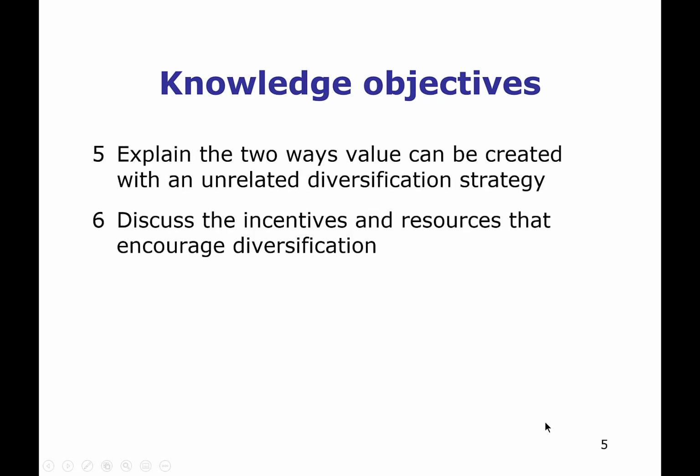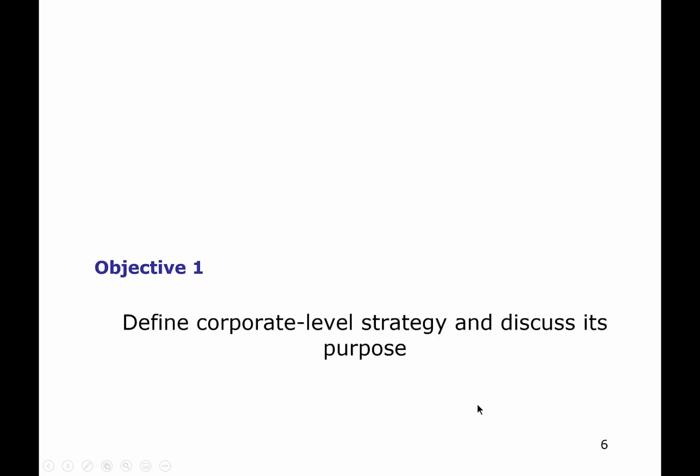Then, as an addition, we're going to look at the ways you can create value using an unrelated diversification strategy. And then we're going to spend a little bit of time looking at the incentives and resources that encourage diversification. Objectives 1 to 5 are the most important objectives. So let's get started with objective 1. What is corporate level strategy and what is its purpose?